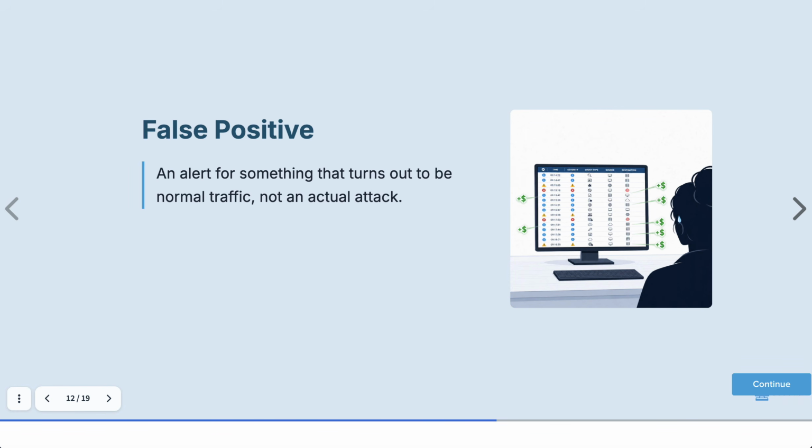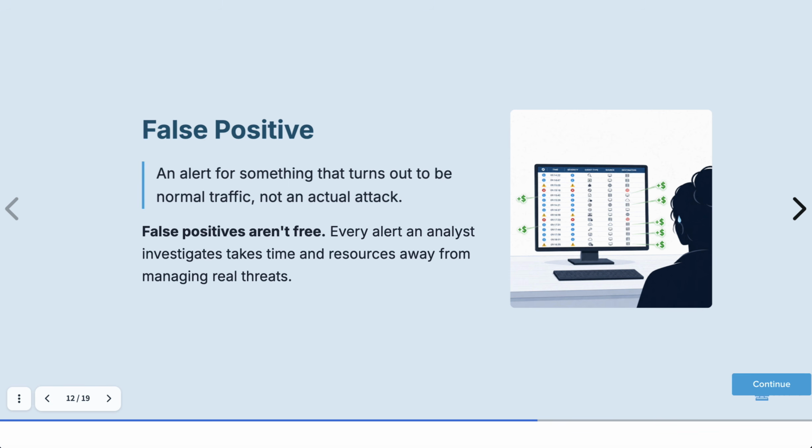False positive: an alert for something that turns out to be normal traffic, not an actual attack. False positives aren't free. Every alert an analyst investigates takes time and resources away from managing real threats. Signature-based detection has a very low false positive rate. Anomaly-based and hybrid generate more because any unusual but legitimate traffic can look like an anomaly.